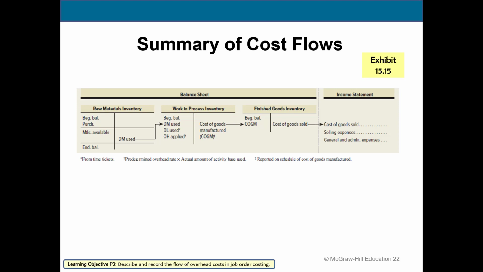This is the summary of the cost flows. So recall, if you look at the work in process inventory account, we have the direct materials, direct labor, and overhead. And then as it's finished, it comes out of the work in process and goes into the finished goods inventory account. When it's sold, it then goes as cost of goods sold on the income statement.